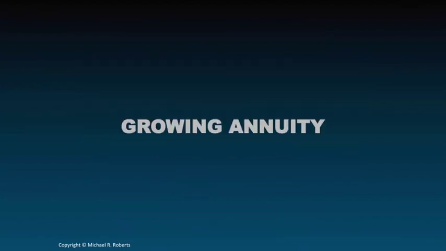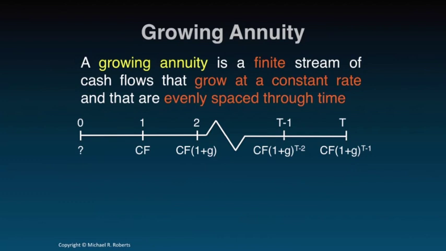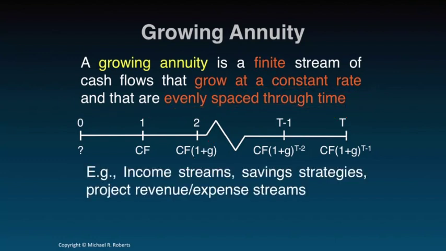Now let's turn to something called a growing annuity, which is, as the name suggests, just like an annuity, but for the fact that the cash flows are growing. So it's a finite stream of cash flows, evenly spaced through time. But now the cash flows aren't constant, they're growing at a constant rate, G. And this type of cash flow stream pops up in a number of instances in practice.